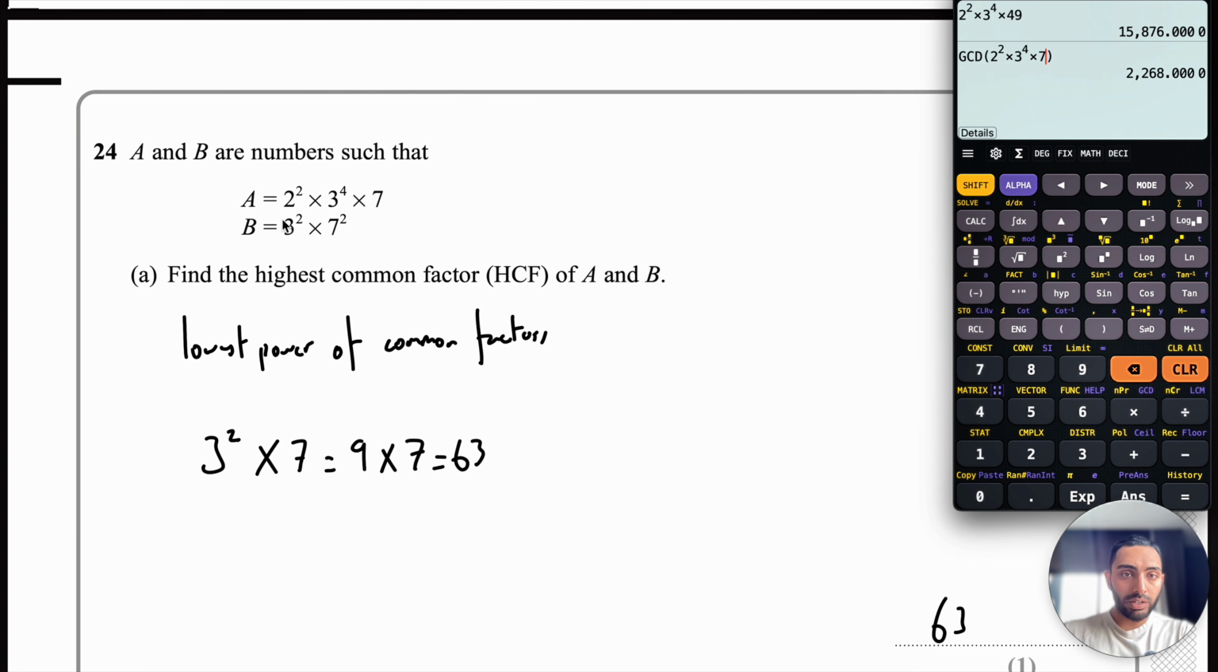And the next number is 3 squared times by 7 squared. I'm going to put a comma in first by pressing shift, and where this right bracket is, there's this comma, and then type in 3 squared times by 7 squared. That shows me that highest common factor is 63, and that matches up with my answer.